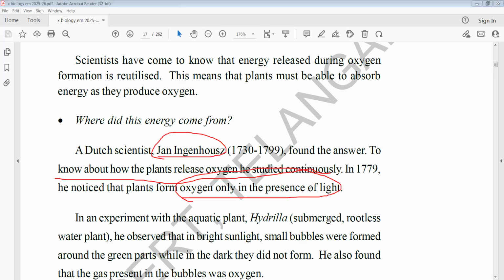Another important experiment: how oxygen is liberated during photosynthesis, that we can prove by taking the hydrilla plant, that is an aquatic plant. To prove that oxygen is liberated during photosynthesis, we use the aquatic plant, that is hydrilla. This is important at examination level.